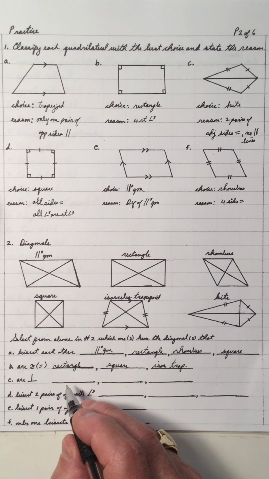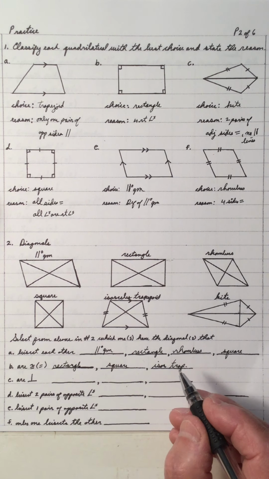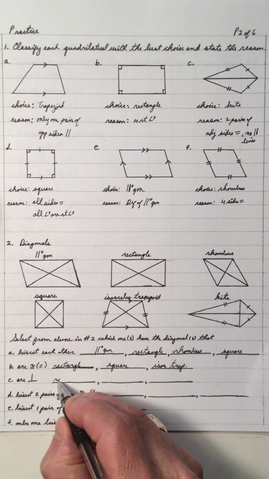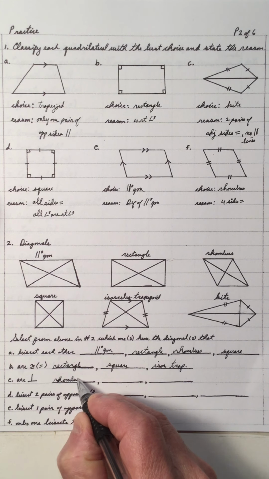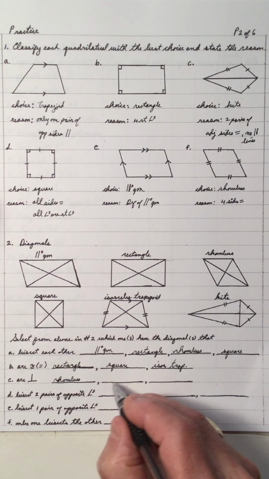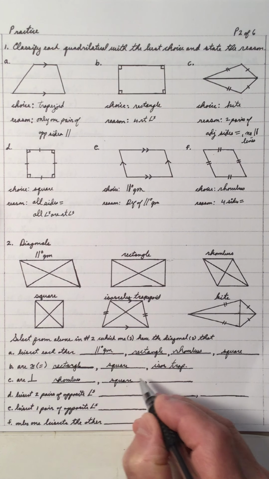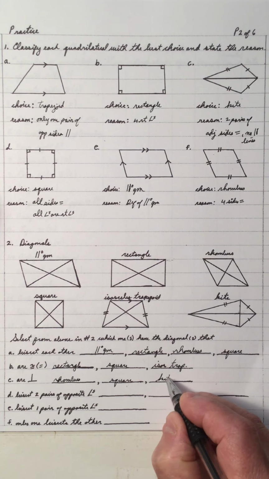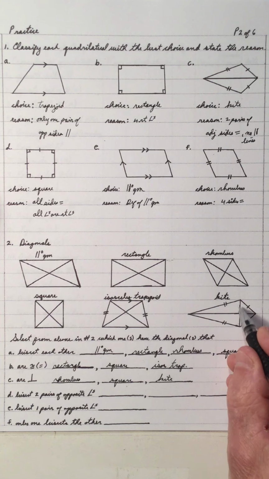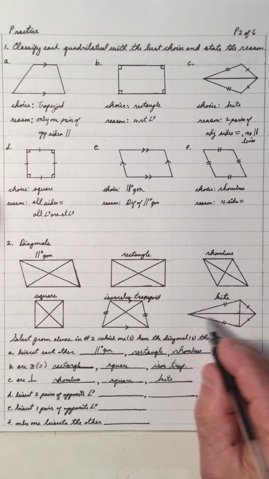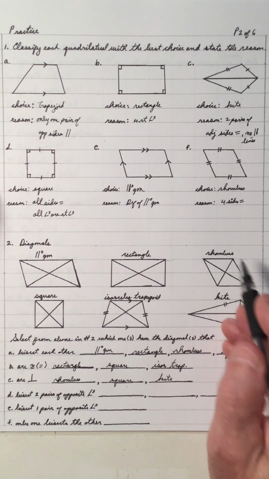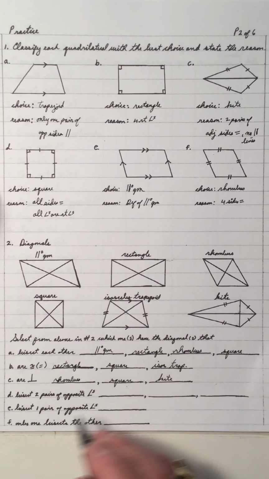Which ones have perpendicular diagonals? The diagonals are perpendicular in a rhombus, in a square, and in a kite. In a kite, they're perpendicular to each other with a right angle there. And again, the long one bisects the short one. So they're perpendicular in the rhombus, in a square, and in a kite.